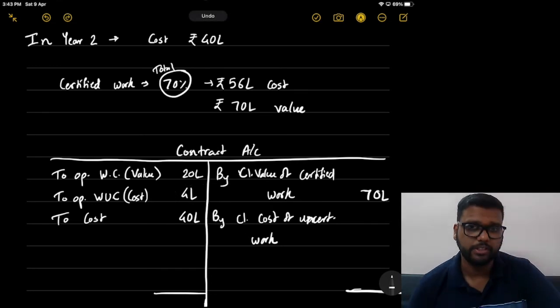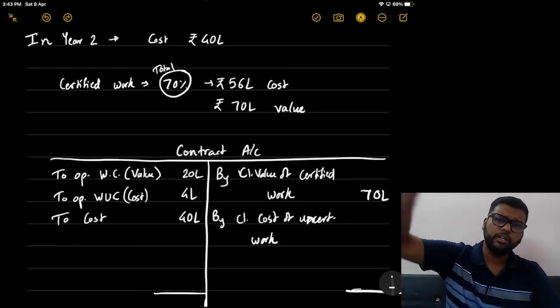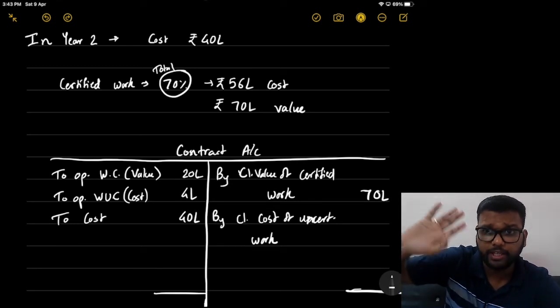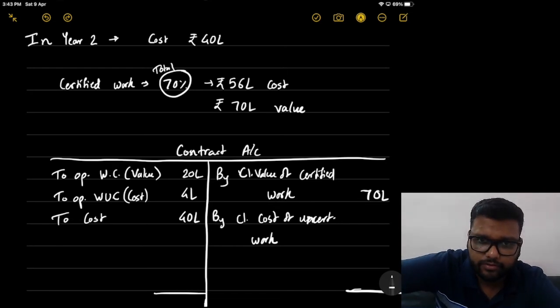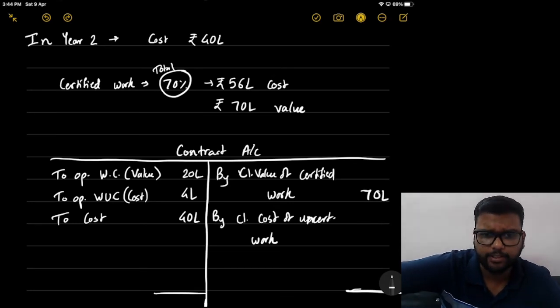Okay, concentrate. Tell me, what is the total cost that we have incurred till now? Total cost that we have incurred. Forget about certified, uncertified. Incurred. How much? Can you repeat? 60 lakhs. Does everyone agree? 60 lakhs. Fine.